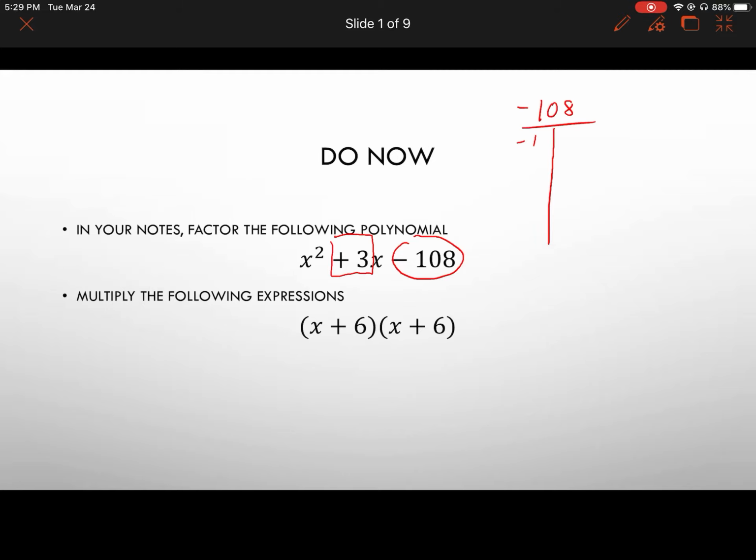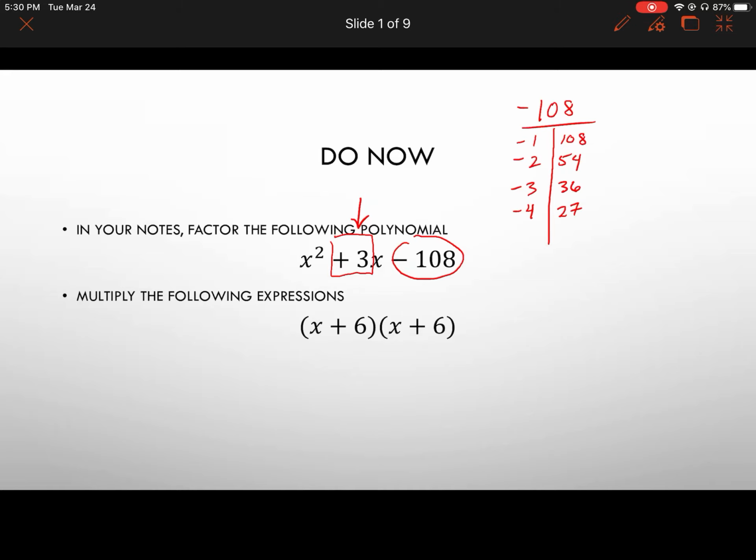So negative 1 and 108. Obviously, that doesn't work. I've got a negative 2 and a 54. Doesn't work. Negative 3 and 36. Getting closer. Negative 4 and 27. The reason I'm making the small numbers negative, in case you're wondering, is because the b value is positive. So I know the bigger number is going to be the positive value.